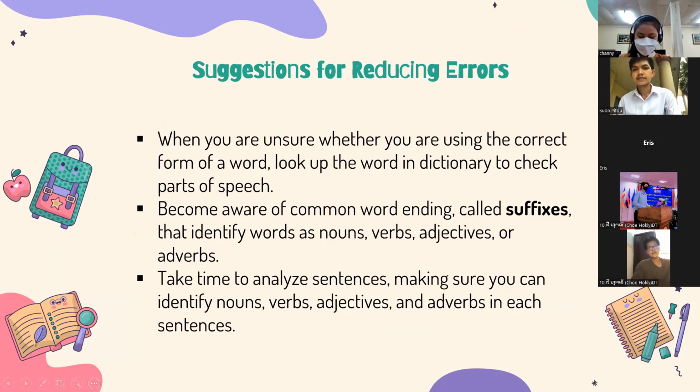And now here are some suggestions for reducing errors. When you are unsure whether you are using the correct form of a word, look up the word in a dictionary to check its part of speech, like noun or adjective, etc. For the next point, become aware of common word endings called suffixes that identify words as nouns, verbs, adjectives, or adverbs. And the last is to take time to analyze each sentence, making sure you can identify the nouns, verbs, adjectives, and adverbs in each sentence.